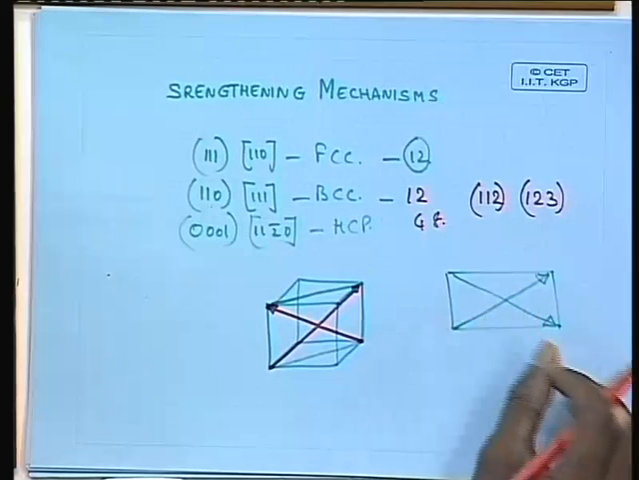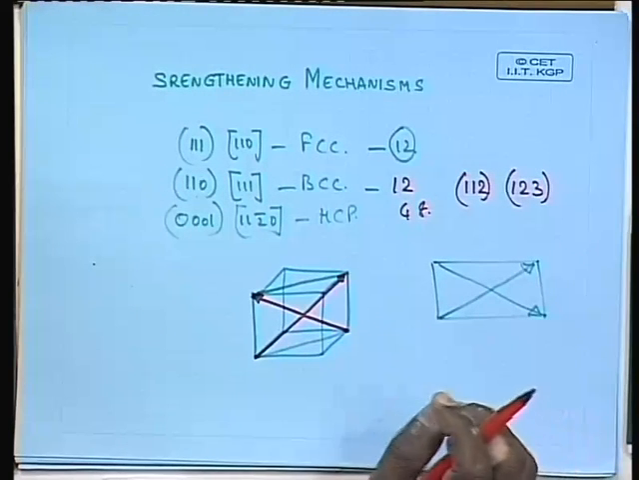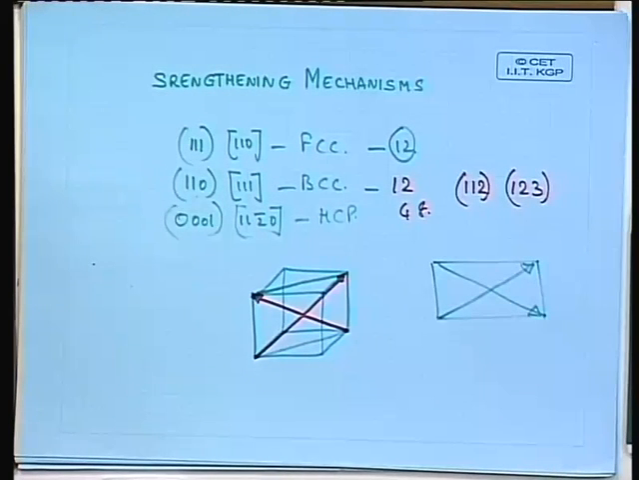So though the number is very large, if you consider their nature of close packedness, they are not as close packed as the FCC slip systems are. That is why BCC is less deformable than FCC. And again, if you come to HCP, there the number of slip systems is much lower.